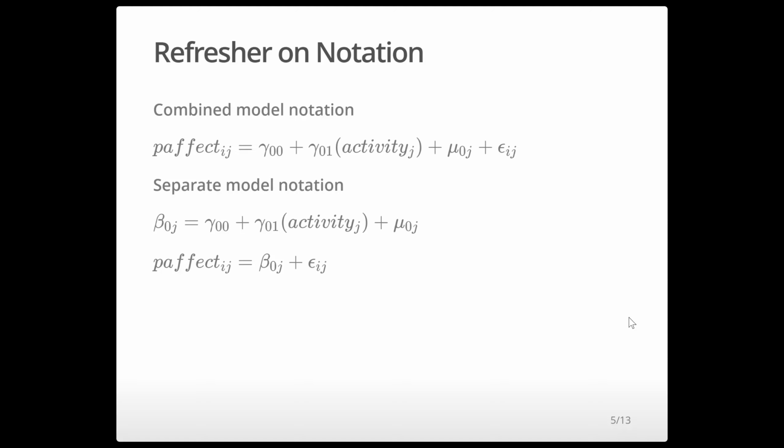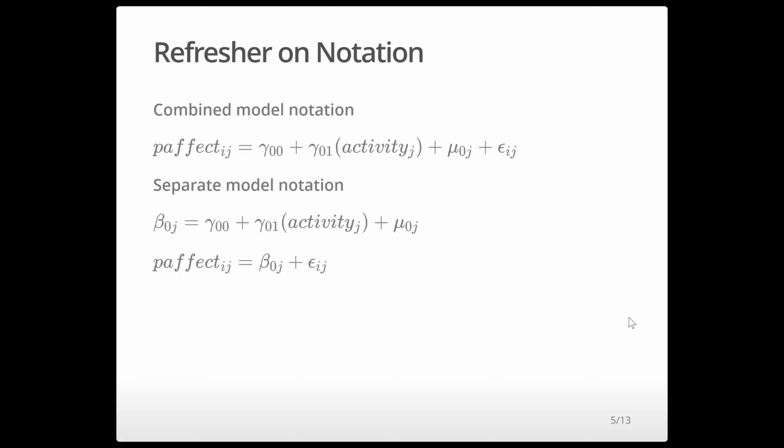So you have the combined model notation where everything is put into one model, where you have your outcome variable, P affect ij in this case, predicted by the grand mean, gamma 0,0, and then gamma 0,1 times the predictor activity. And then you have your mu 0j's, which are your cluster mean differences, and your residual. Then you have the separate model notation.